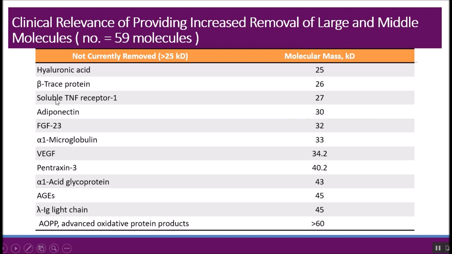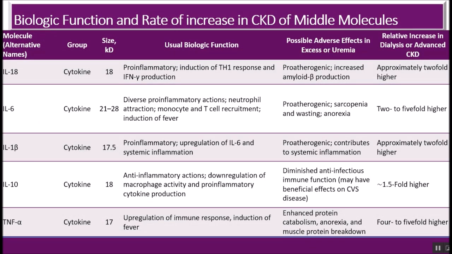You can find FGF23, vasoactive intestinal peptides, inflammatory mediators like pentraxins, advanced glycation end products, and light chains. We can classify them into four major groups.